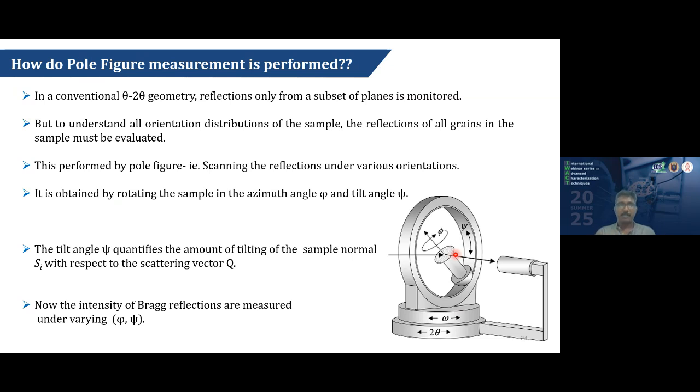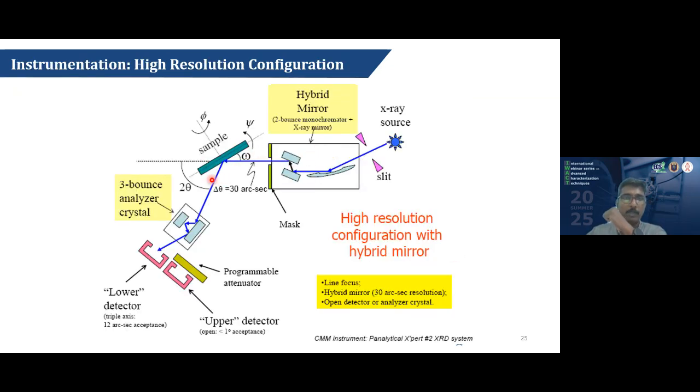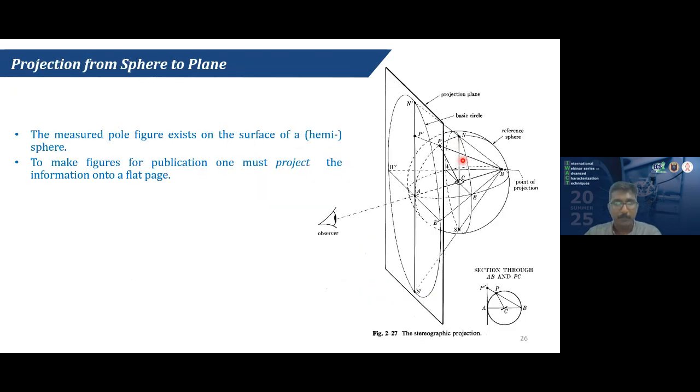This is the instrumentation setup needed for pole figure. In the case of pole figure, for a particular tilt angle, we will rotate the sample and measure the intensity of the Bragg reflections. As you can see, this is a sample. Here, for each tilt angle psi, we will rotate the sample from 0 to 360 degrees, and the Bragg reflections are measured.